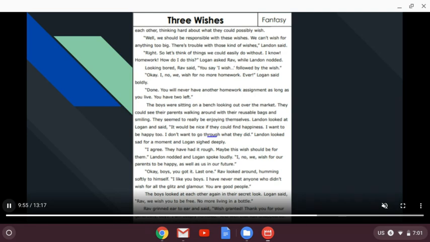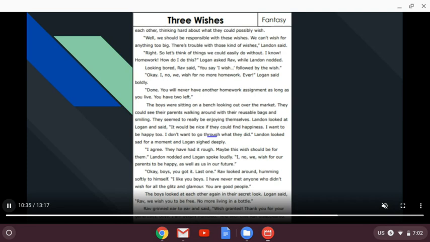Okay, boys, you got it. Last one. Rav looked around, humming softly to himself. I like you boys. I have never met anyone who didn't wish for all the glitz and glamour. You are good people. The boys looked at each other again. In their secret look, Logan said, Rav, we wish you to be free. No more living in a bottle. Rav grinned ear to ear and said, Wish granted. Thank you for your generosity, boys. I am deeply humbled. And with that, Rav disappeared.